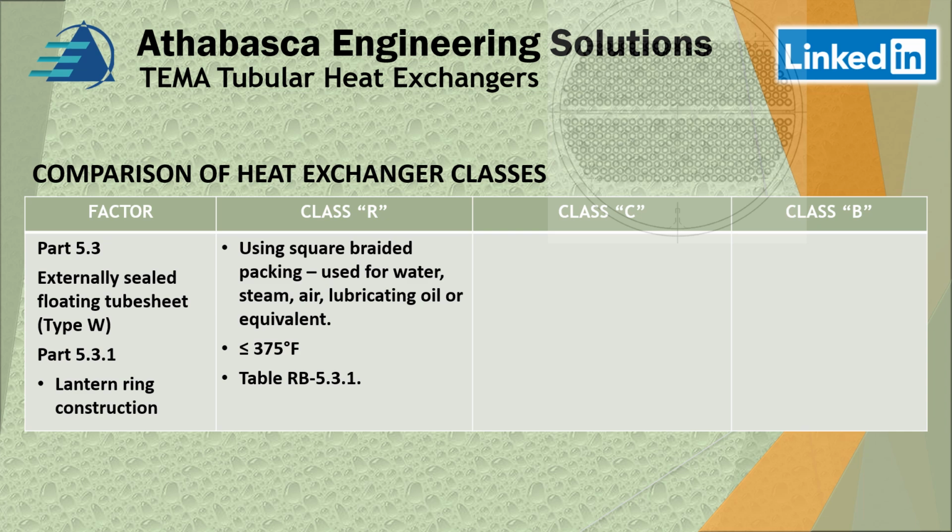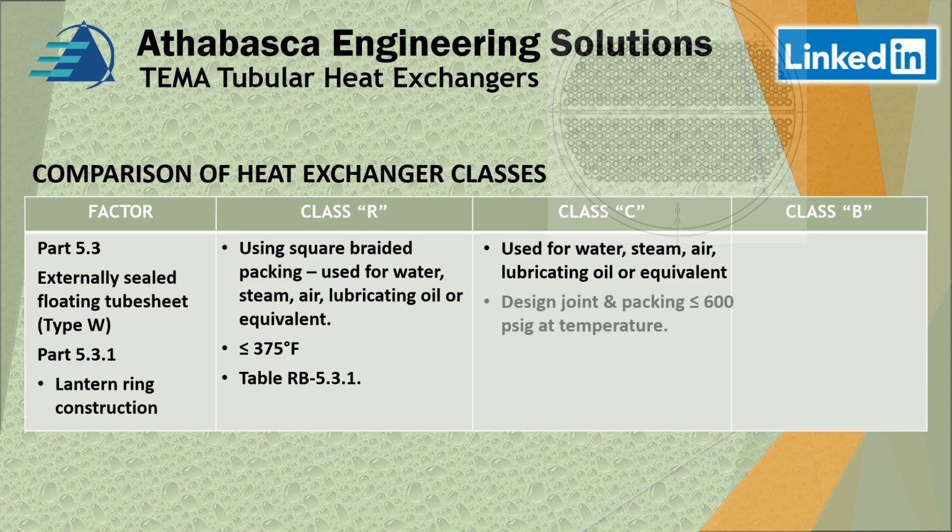Now the next one is Class C, and they basically say use it for water, steam, air, lubricating oil, or equivalent. And then it says joint design and packing. You can use it, but the pressure must be less than 600 psig. And when you look at Class B, they're saying go and use the rules of Class R.